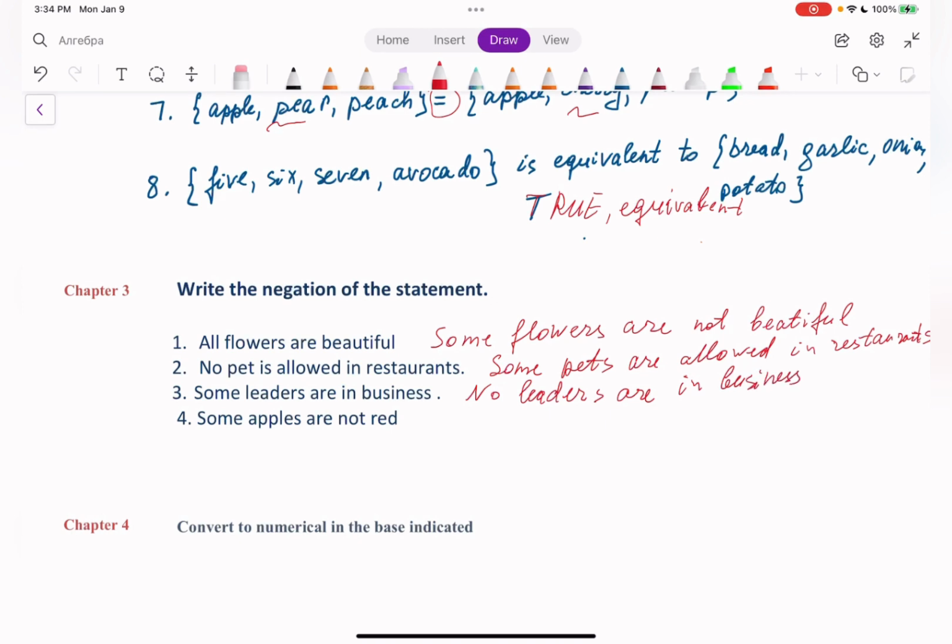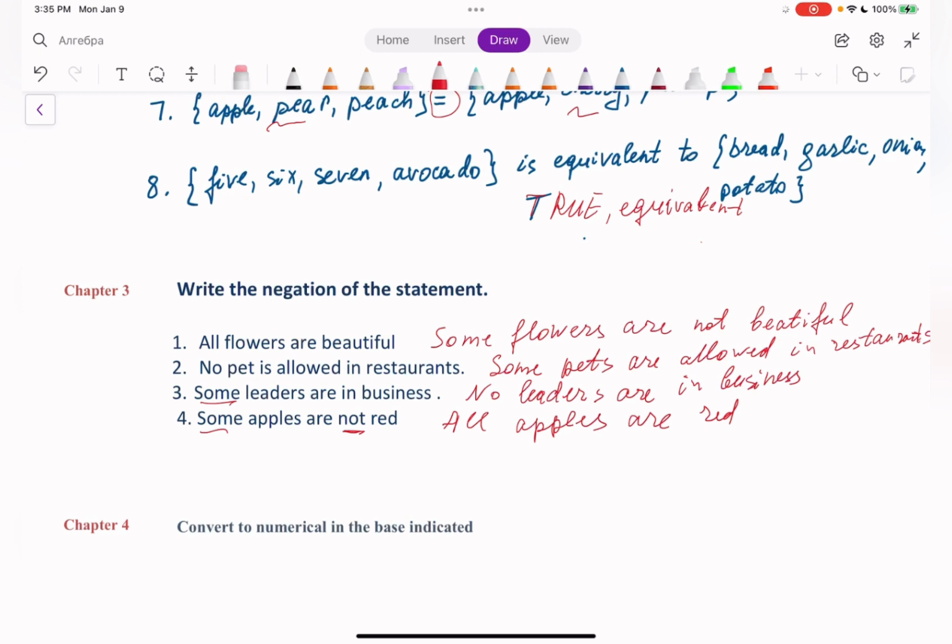Okay? And some apples are not red, because it's talking about negation. Instead of some, we also have not. Here we had only some, we didn't have not. When you have both some and not, then the negation is going to be completely all of them, meaning all apples are red. So the negation of not is going to be all positive, are. We don't put not again. Okay?